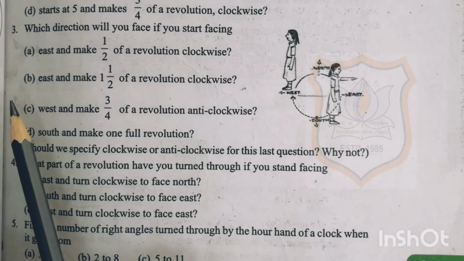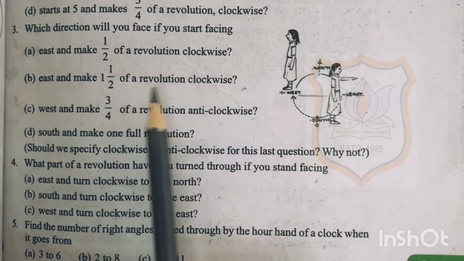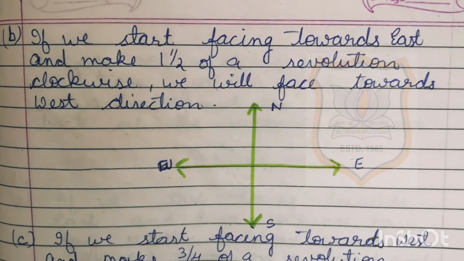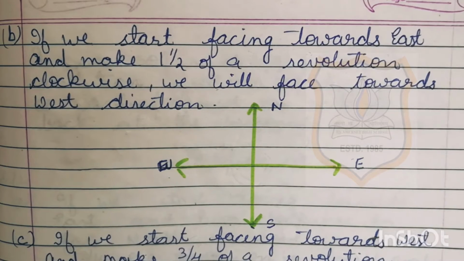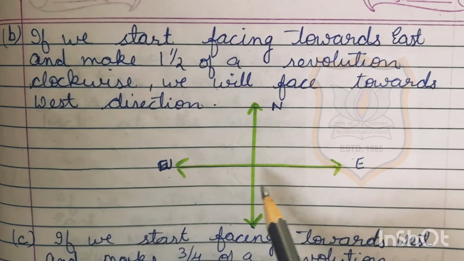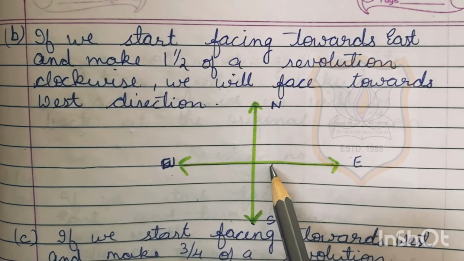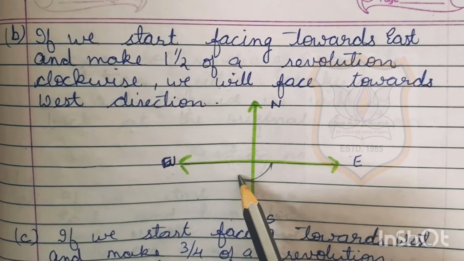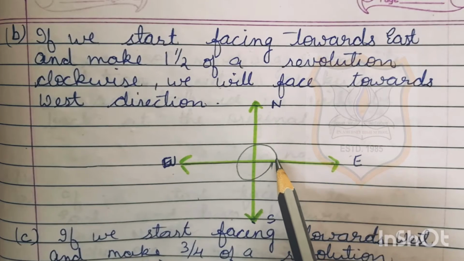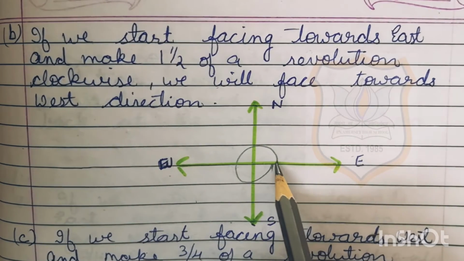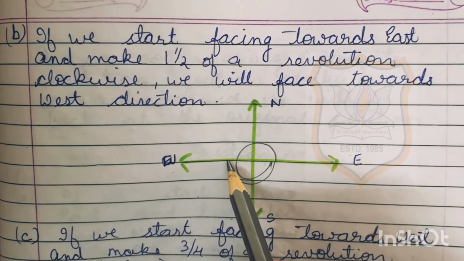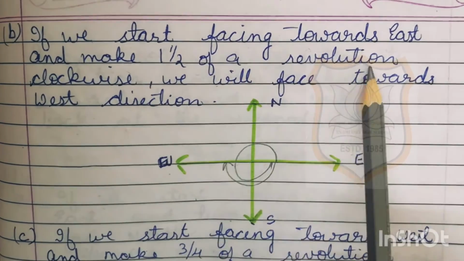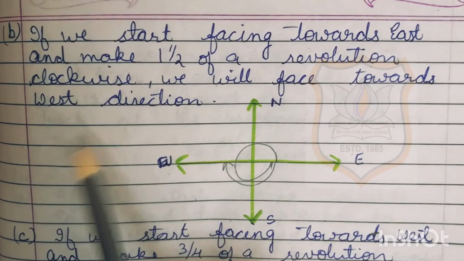B part of question number 3: east and make 1.5 of a revolution clockwise. Solution for B part of question number 3. Here we have to find out at which direction we will face if we start from east and make 1.5 revolution clockwise. 1.5 revolution means one complete revolution. If we make one complete revolution, then we will be at east again, and then half revolution means we will be at west direction. So if we start facing towards east and make 1.5 of a revolution clockwise, we will face towards west direction.